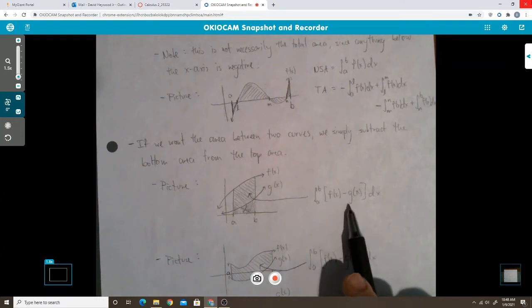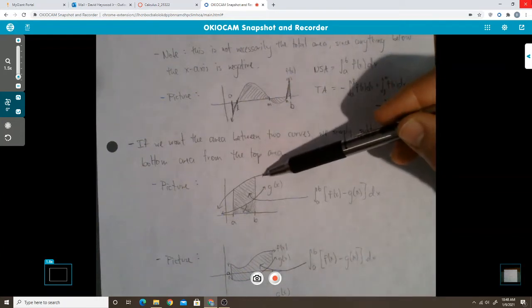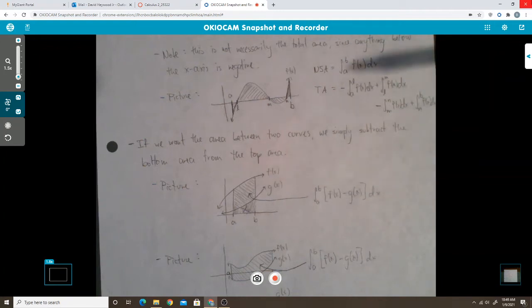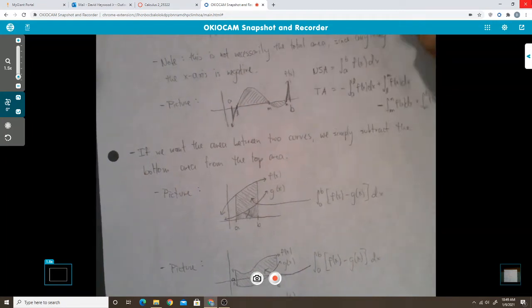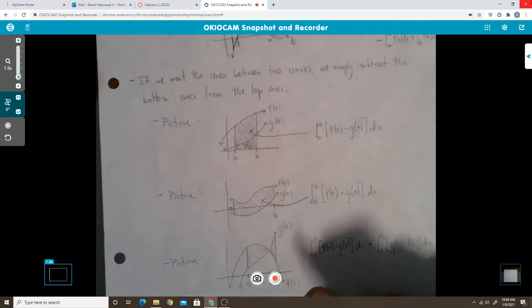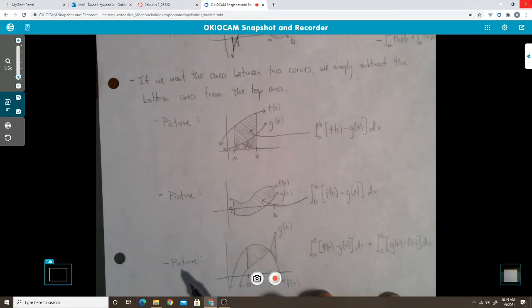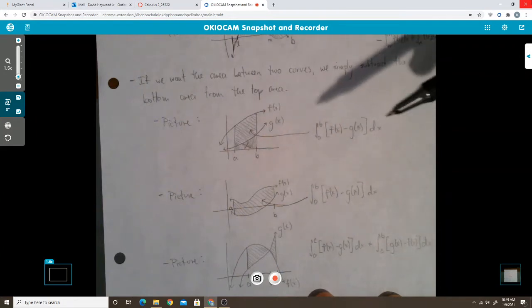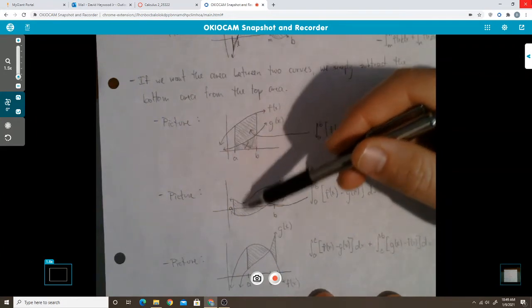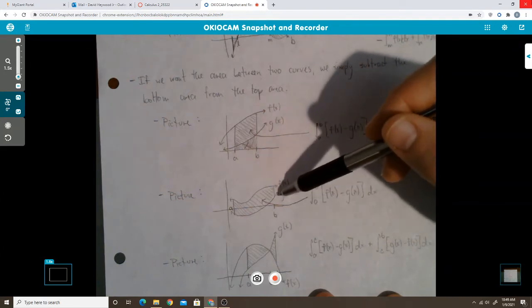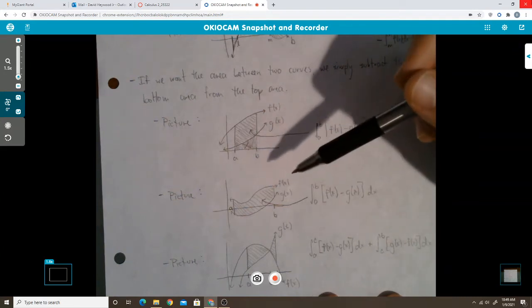And so that's exactly what we're doing here. We're just taking the top function, subtracting the bottom function, and then integrating from a to b. So that's how you find the area between two curves. And if you think about this, it works out in any situation. Even if you have a situation where g of x dips below the x-axis, it still works that the area between these two curves is just the integral from a to b of the top one minus the bottom one.